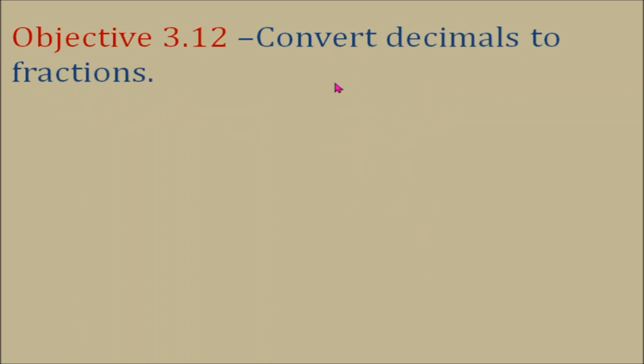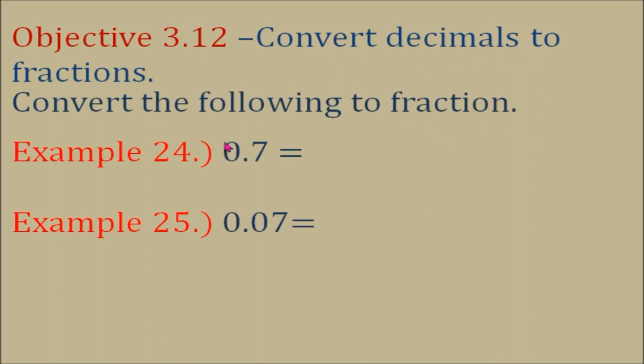Objective number 12, convert decimals to fractions. So we have here examples 24 and 25. We are going to convert them to fractions. 0.7 has 1 decimal place, so that means the denominator is 10. So it's 7/10. For example number 25, we have 2 decimal places, so that means our denominator is 100. So that's 7/100.